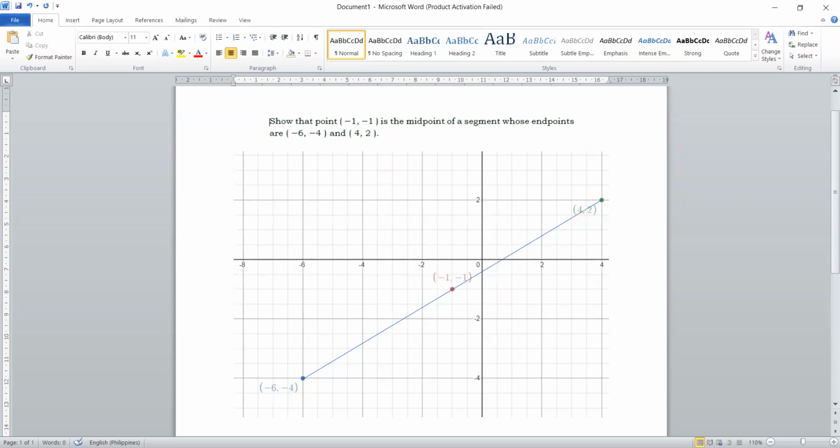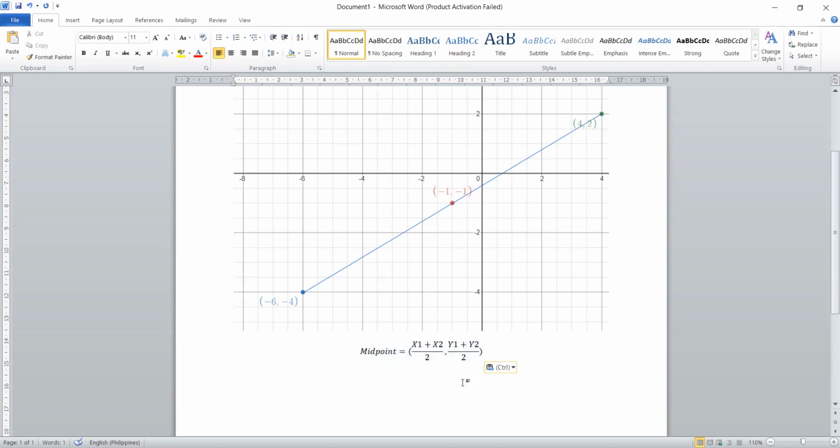So to prove that point (-1, -1) is really the midpoint of that line segment, we have to use your midpoint formula. So again, this is your midpoint formula. So you just have to substitute the values. It doesn't really matter what your point 1 and 2 is. For me, I want this as my point 1, and I want this as my point 2. So let's substitute.